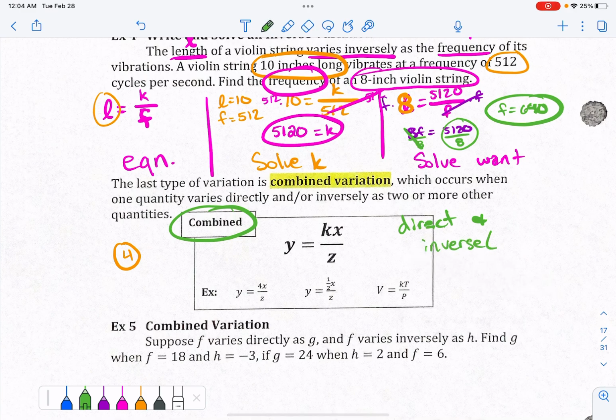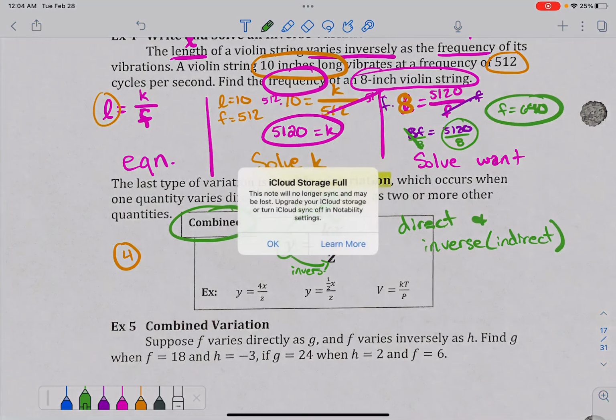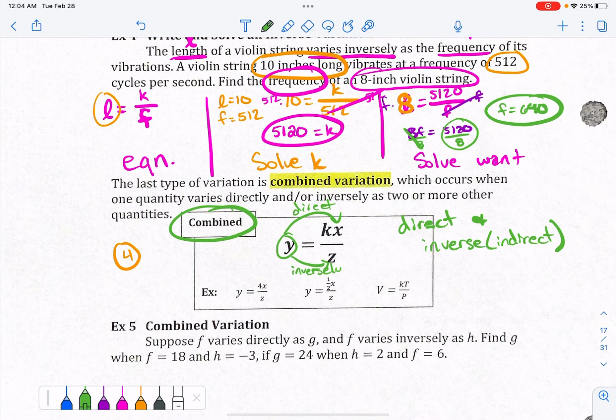Inverse. They might also call it indirect. So you'll have two kinds of variation going on here. The part that's directly related, they will say y varies directly with x, but inversely or indirectly with z. He's directly related to x, but inversely related to z, and that just tells you that the x goes in the top and the z goes in the bottom, so that's combined variation.